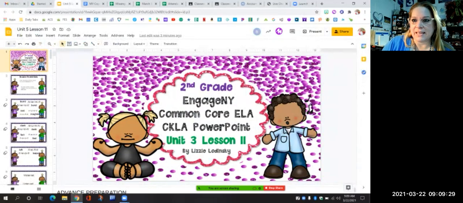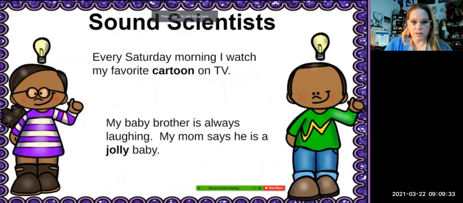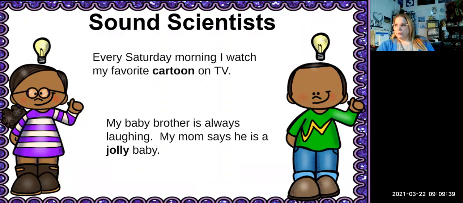Okay, so like I said, we are on Lesson 11 today. The first thing that we're going to do today is we're going to be sound scientists. We are going to examine some words carefully in each of these sentences, and then I'm going to ask some questions about those words in the sentence. Okay, so here is our first sentence.